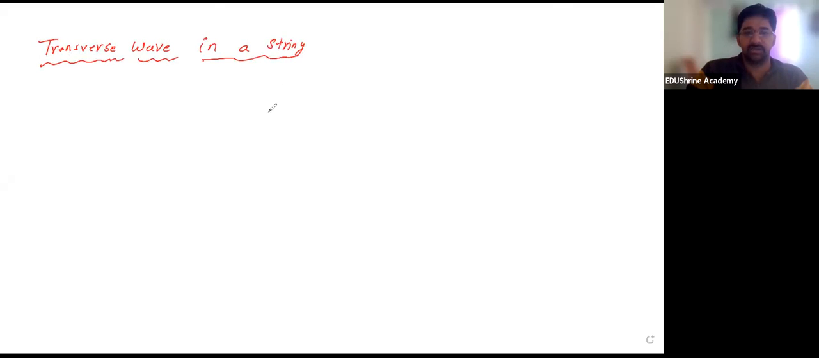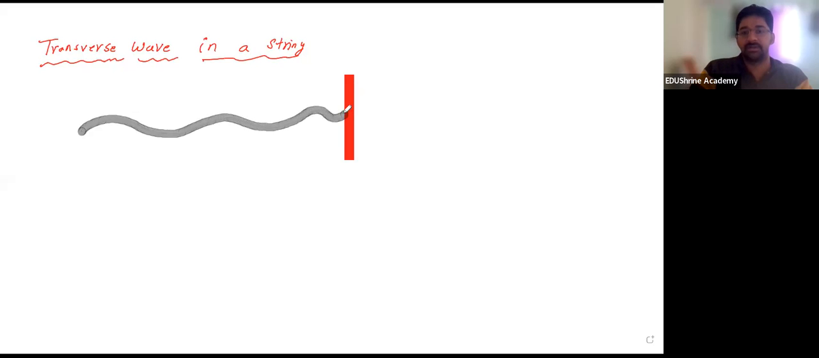Let us consider a string of length L which is attached to a rigid support. So I'm taking a rigid support here, and I'm taking a string of certain length L which is attached to a rigid body. When you pluck the string, when you disturb this string, you can see this wave shape on the string. This is the transverse wave, it goes like crests and troughs on a string, right? These are the crests and these are the troughs. So this is a transverse wave.